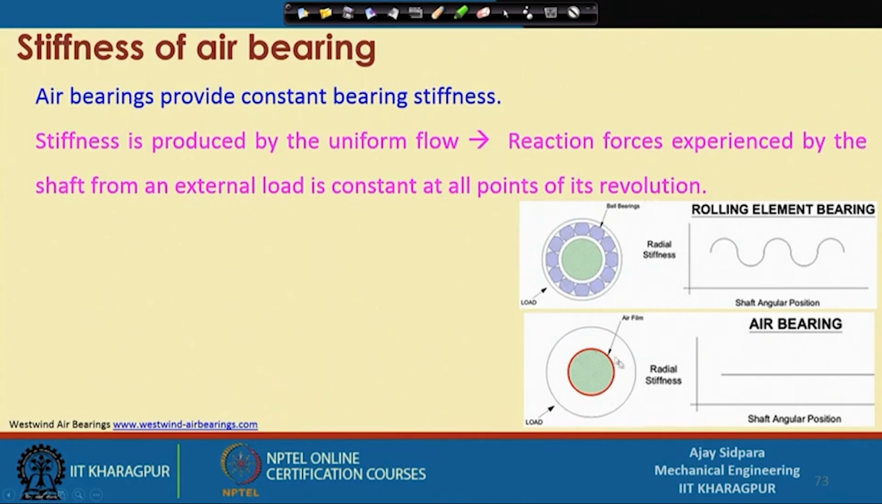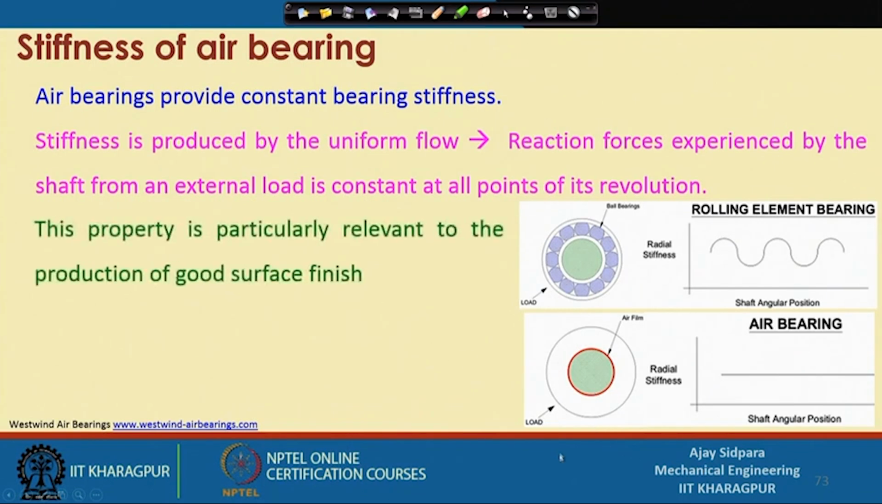So, that is what is going to happen in this particular case, because you are not getting a point contact which is distributed by several different ball bearings, but here you are getting a uniform air film, and that is the reason you are getting a uniform radial stiffness. This property is particularly relevant to the production of a good surface finish.